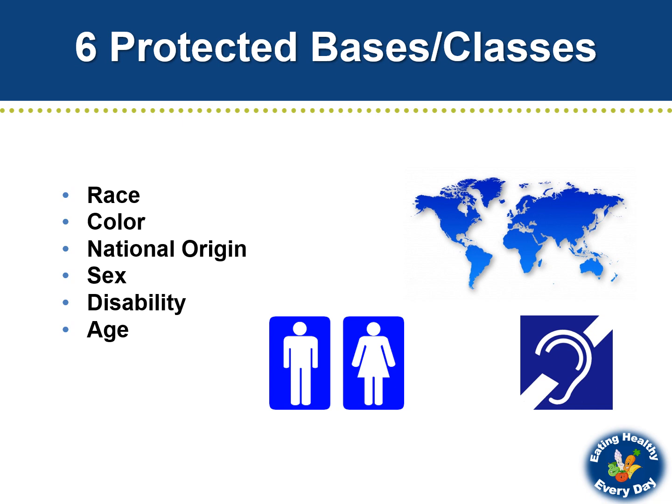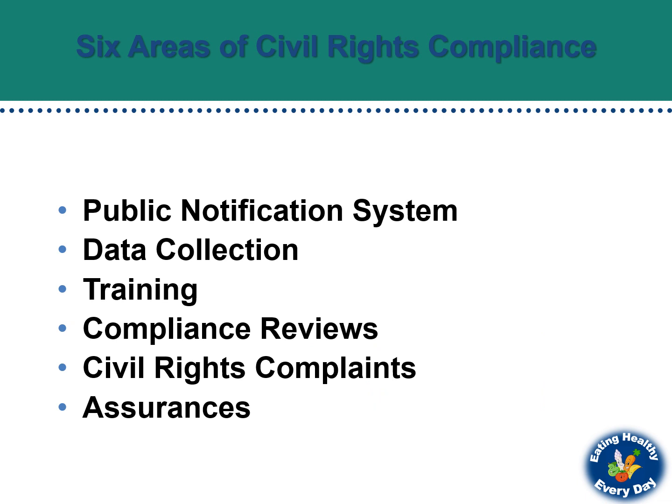In the National School Lunch, School Breakfast, and After-School Snack programs, there are 6 identified protected classes or prohibited bases. They are race, color, national origin, sex, disability, and age. Compliance with the rules and regulations is a part of the process of learning about these elements in this training.